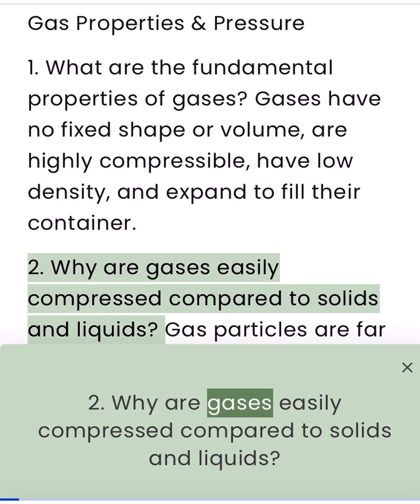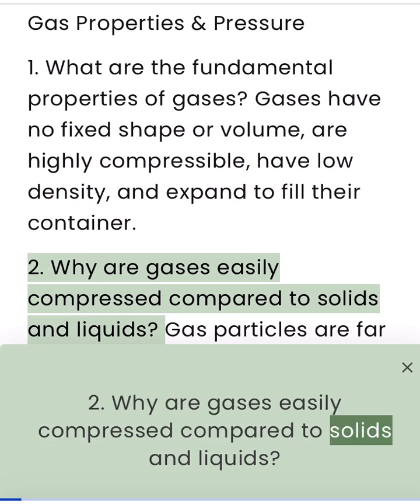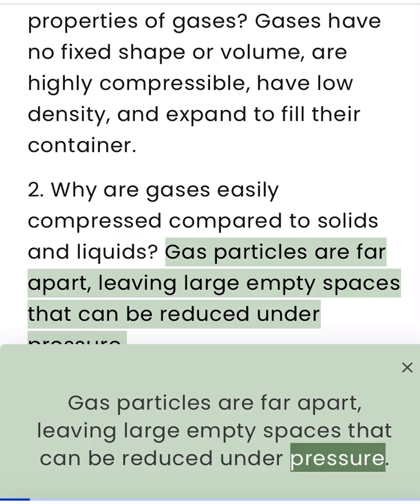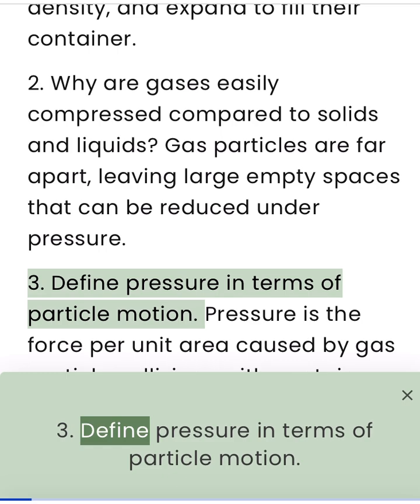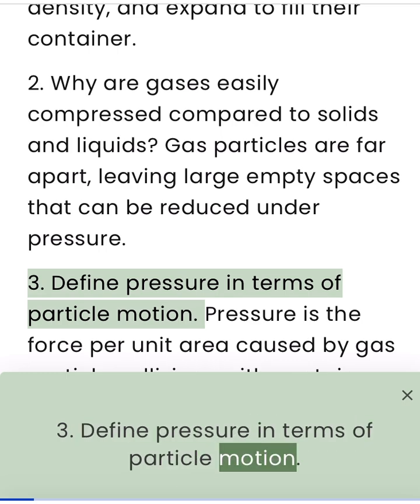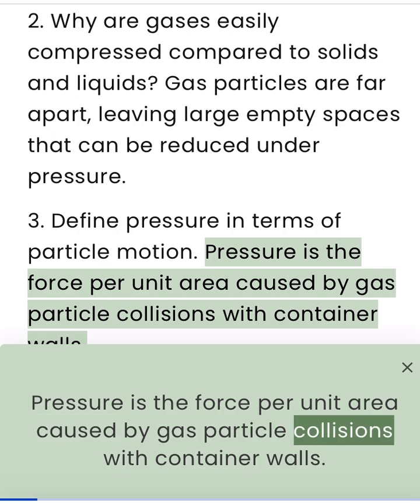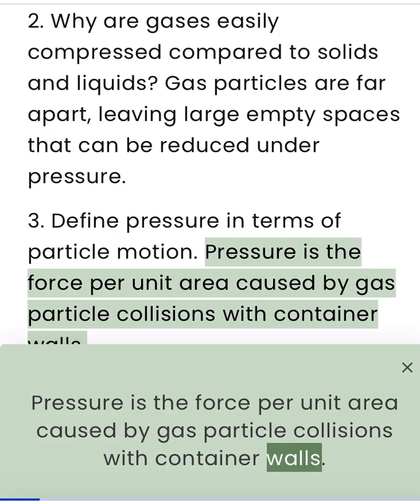2. Why are gases easily compressed compared to solids and liquids? Gas particles are far apart, leaving large empty spaces that can be reduced under pressure. 3. Define pressure in terms of particle motion. Pressure is the force per unit area caused by gas particle collisions with container walls.